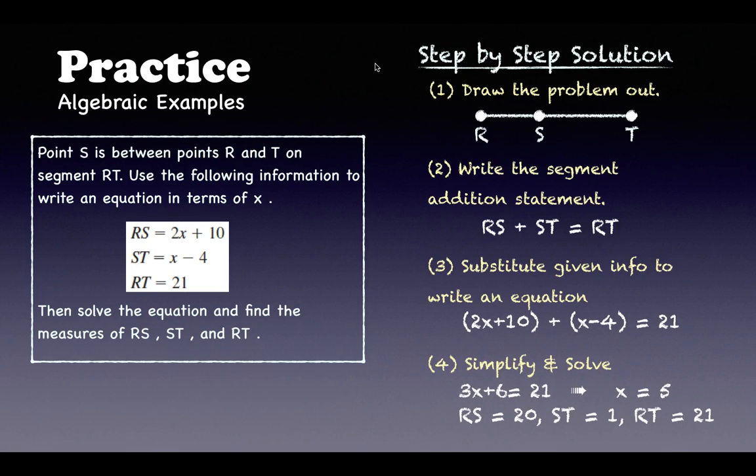Once we get that x is 5, we can plug it back into the expressions to find that RS is 20, ST is 1, and RT equals 21 was one of the givens.